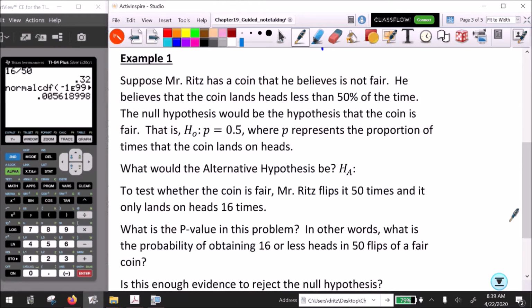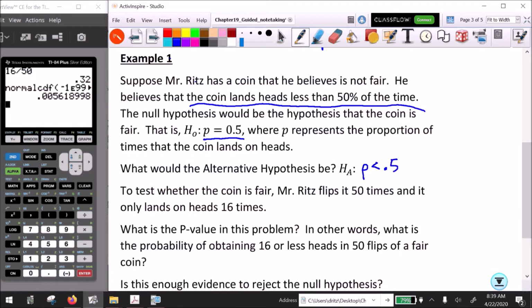Well, if I'm under the suspicion that the coin lands on heads less than 50% of the time, and the null hypothesis is that the coin does land on heads 50% of the time, our alternative hypothesis would be that the proportion of coins landing on heads is actually less than 50%.